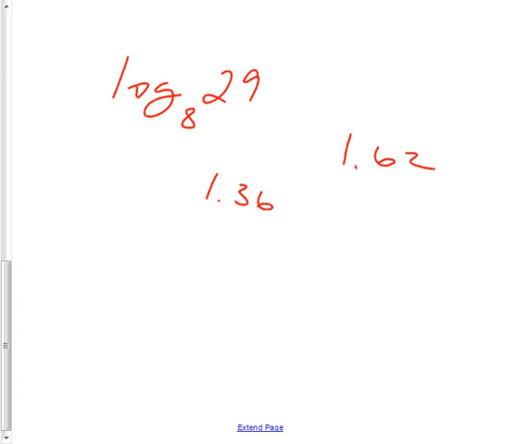Let's double check it. Take log 29 divided by log 8. Is it 1.62? All right. These aren't super easy to nail, but was anybody close to 1.6, 1.5 maybe? 1.54, that's pretty close. All right.